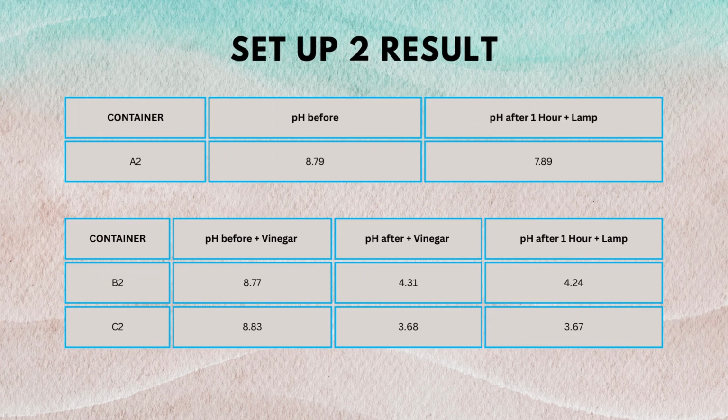For setup 2 result, container A2, we have the value for pH before and pH after 1 hour plus lamp. And for container B2 and C2, we have the value for pH before plus vinegar, pH after plus vinegar, and pH after 1 hour plus lamp.